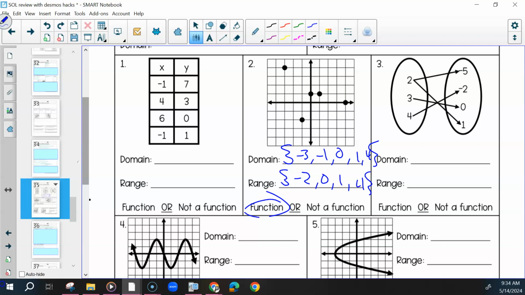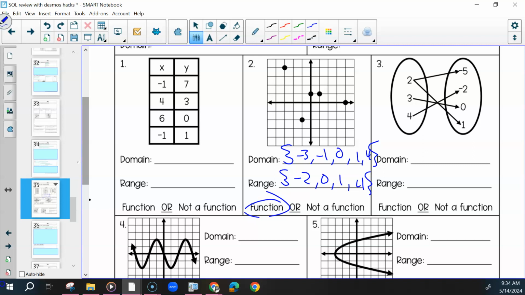Other questions? Number 4. Number 4, okay.